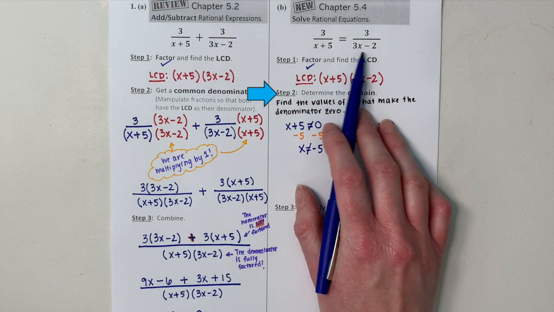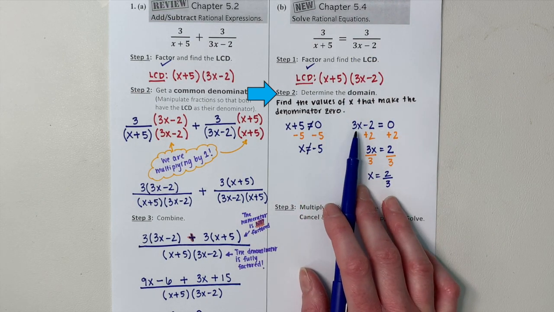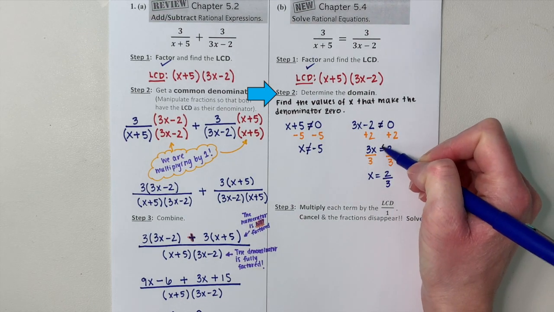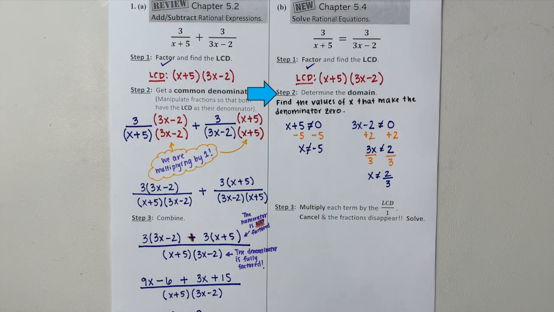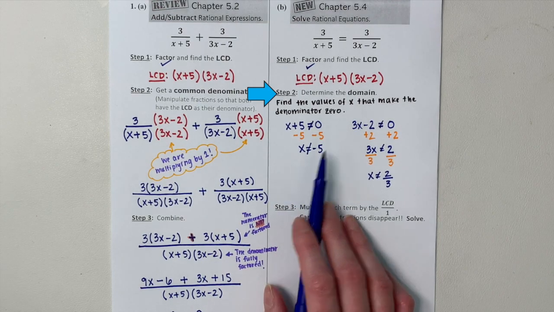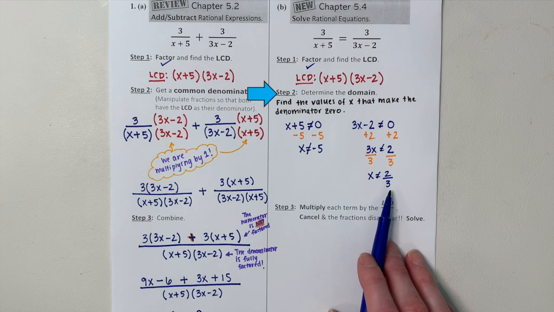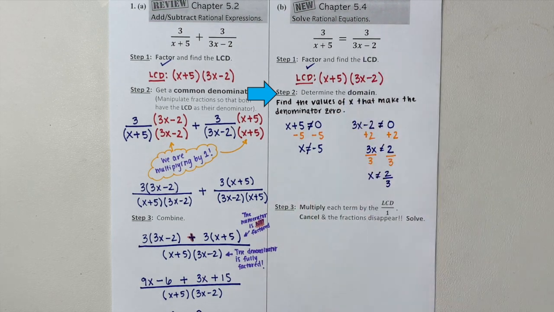Same here, we don't want this denominator to equal 0, so that means that the quantity 3x minus 2 can't equal 0, and I'm going to put slashes through these equal signs as well. So we see that x can't equal -5 because that would make this denominator 0. And we see that x can't equal 2/3 because that would make this denominator 0.